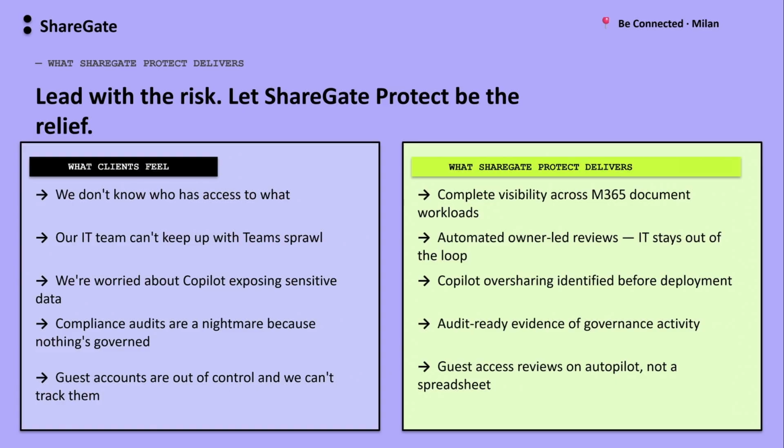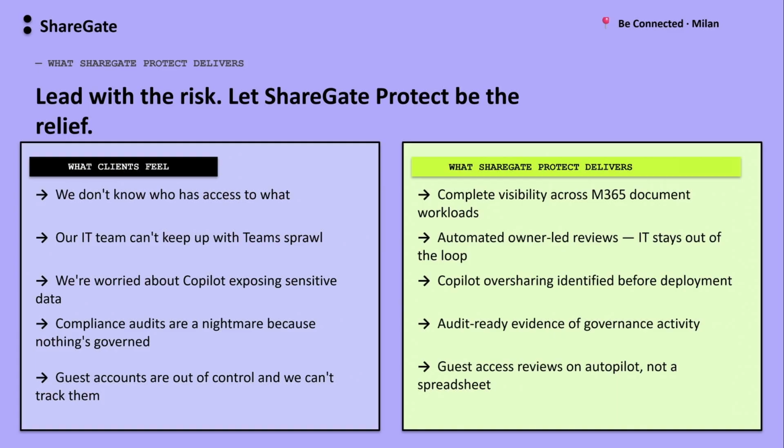So the idea is, what does it deliver and what does the client feel? Talking internally, if you were an IT administrator and someone came to you and said, okay, who's got access to what? Do you know what teams haven't been accessed? Do you know what information is going to be surfaced by Copilot? If we had some audit requirement, do you know what's actually going to come out of that audit? Do you know what guests have access to your environment?